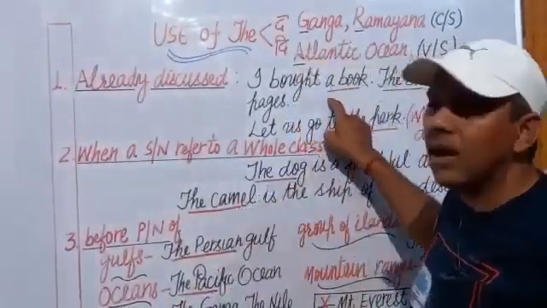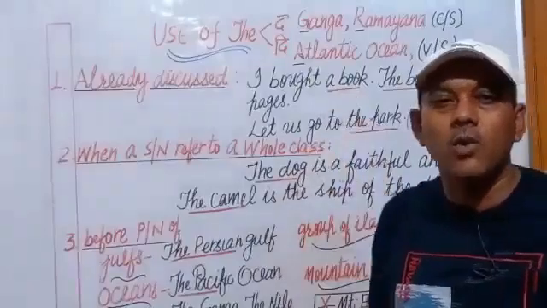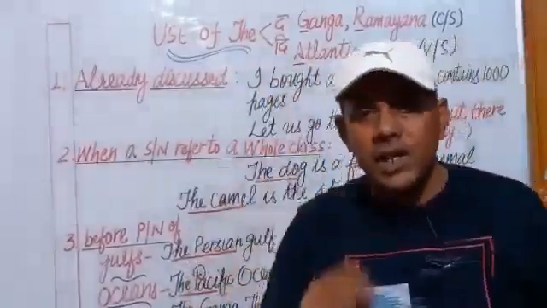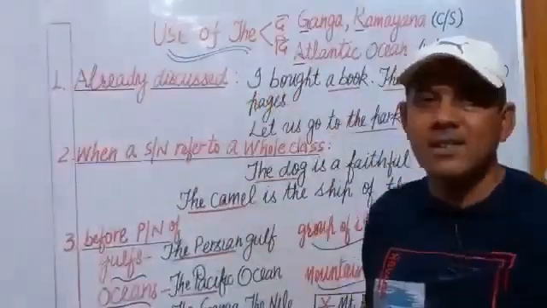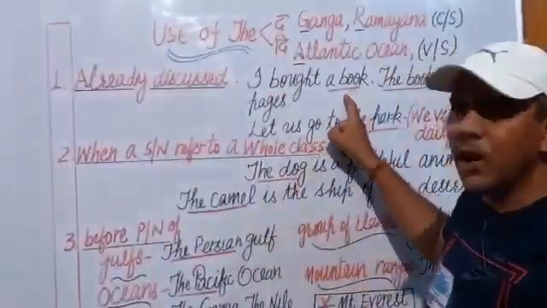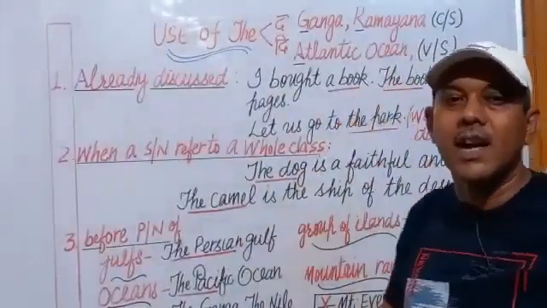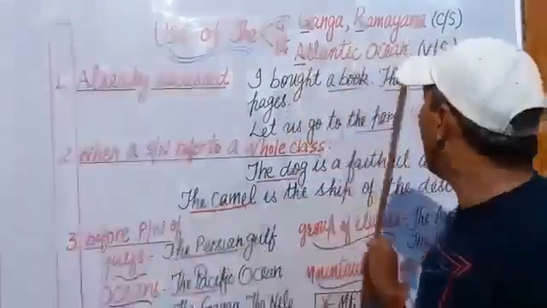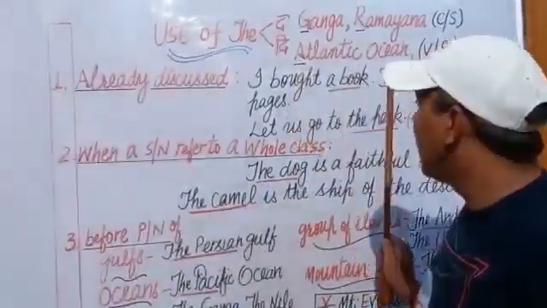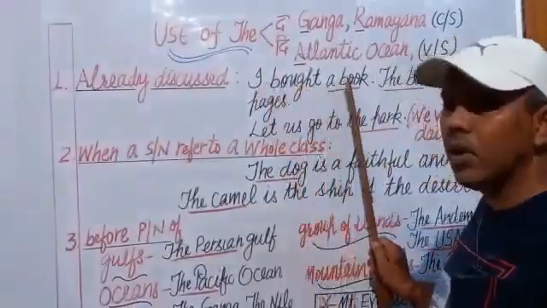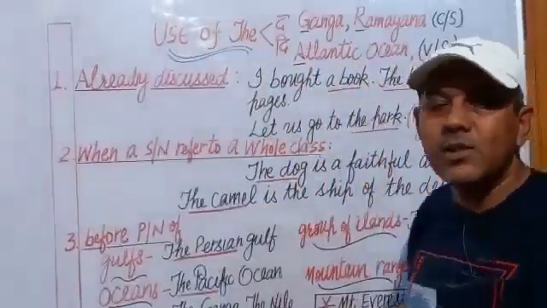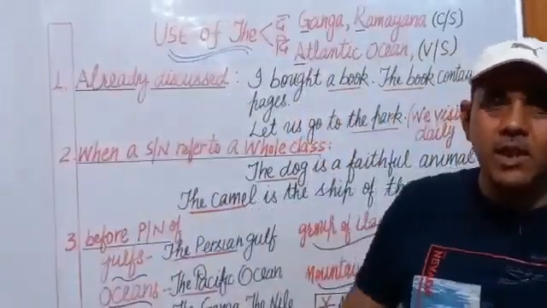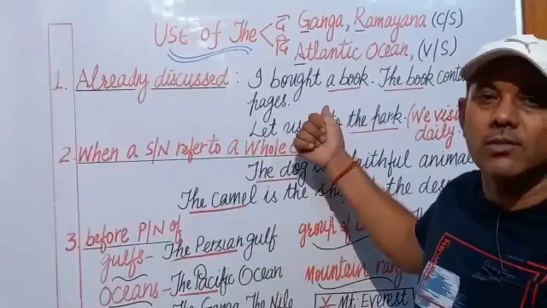That's why we use a before this particular noun book, because it has been used firstly in this first sentence, and when the same noun is used again in the second sentence of the same passage, we use the before this book. For example, I bought a book. The book contains 1000 pages. Which book contains 1000 pages? The same book which I bought.